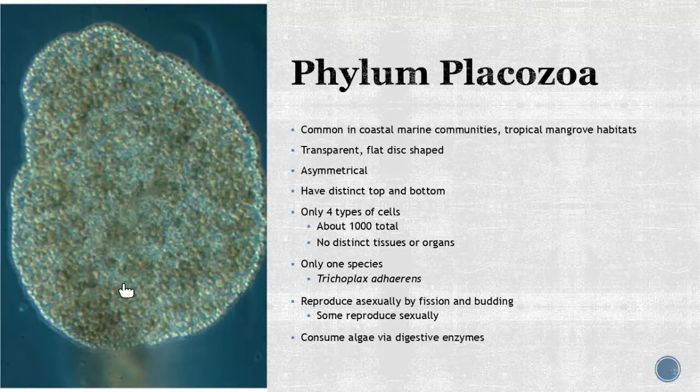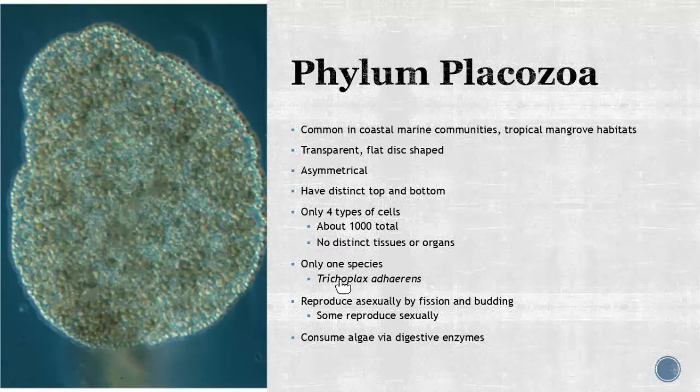It does have a distinct top and bottom. Guessing how this image is set up, this would be top and bottom. I don't know if this is top and underneath is bottom. But what I find kind of cool about this is there are only 4 types of cells in this total organism. We'll have about 1,000 cells total, but there are only going to be 4 exact types. So probably this external layer, some internal ones, but it has no distinct tissues or organs. Very, very primitive animal. There's only one species, Trichoplax adhaerens, that falls in this phylum.